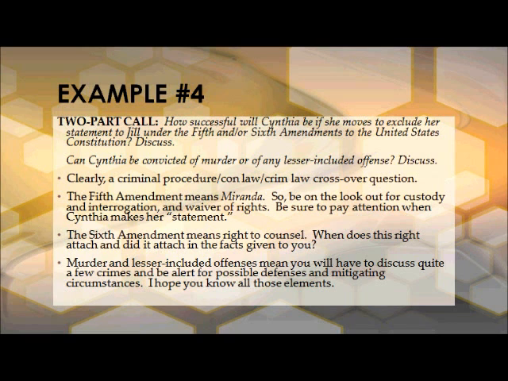And then finally, the second part, you're going to need to discuss the various elements of murder and the lesser included offenses, and whether any of those crimes are arguably satisfied by the facts given. You probably want to mention something like, well, assuming the statement is admitted, here's what we can prove, and if it's not admitted, then this element might not be satisfied. Those kinds of things may or may not be present in the fact pattern, but it's something to stay alert for.